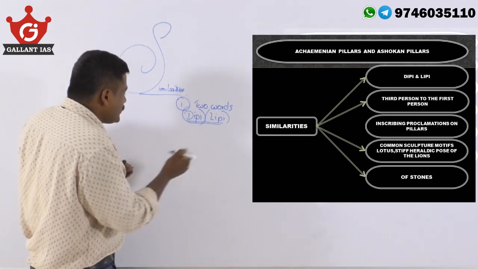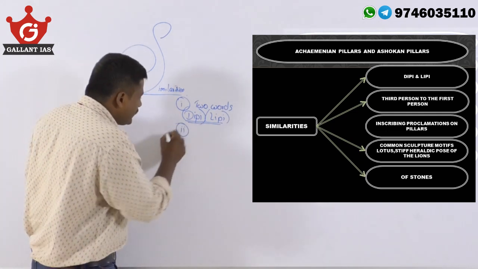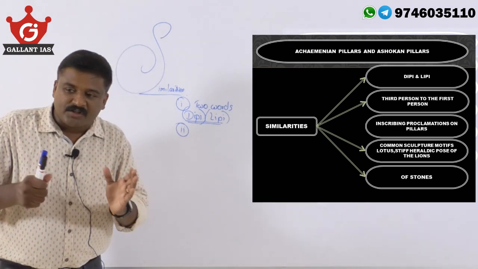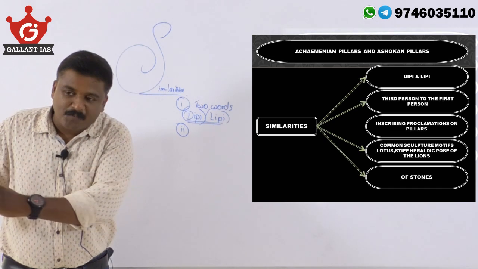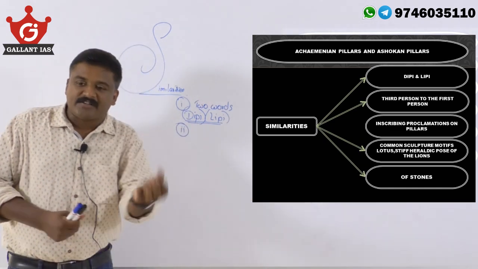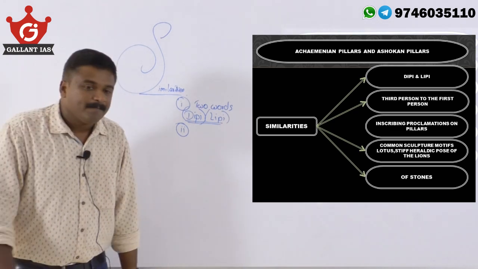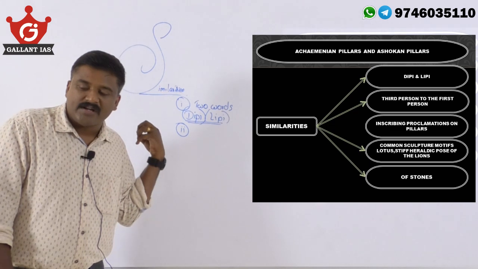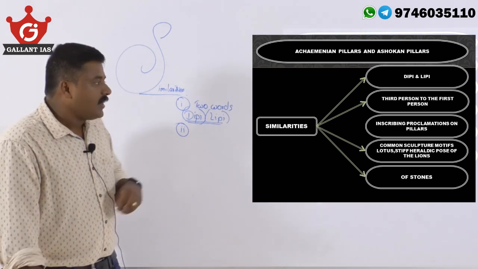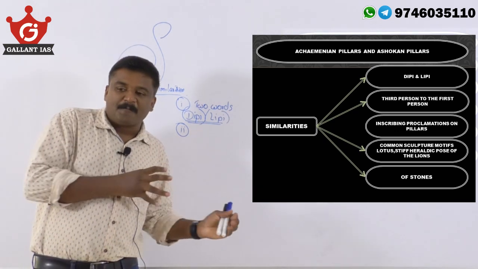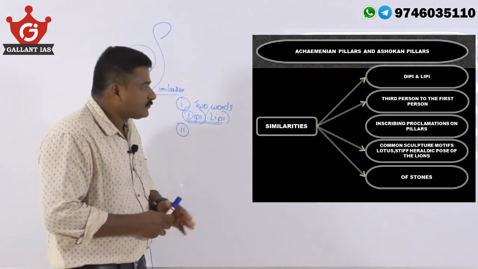Then, the second thing is regarding the narration. Regarding the narration, it starts with the third person, then gradually moves to the first person. Regarding the narration of the inscriptions, it starts with the third person, then moves to the first person. That is again a similarity between the Ashokan inscriptions and the Persian inscriptions. Let's see on the pillar inscriptions: yes, the narration starts with the third person, then moves to the first person.